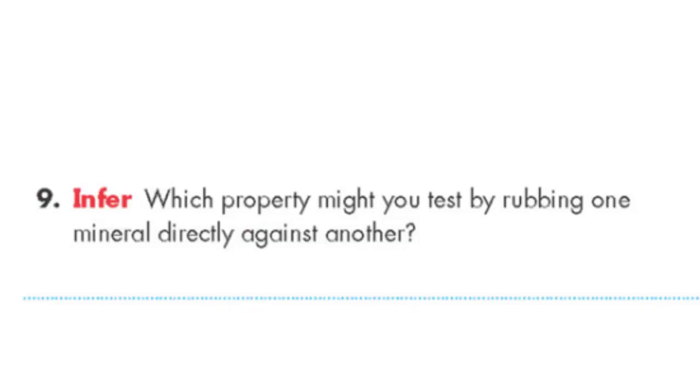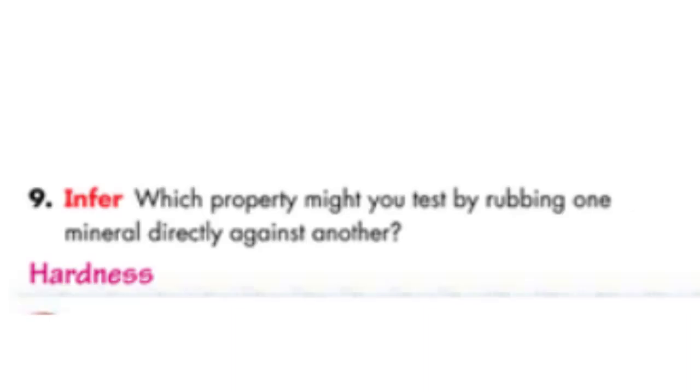Question number 9. Which property might you test by rubbing one mineral directly against another? Think. Yes, it is hardness. It's a mineral property we use when we scratch two minerals against each other. We check the hardness. Okay, that's fine, guys. This is our lesson today.